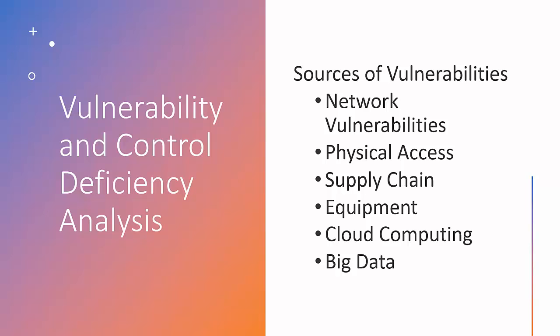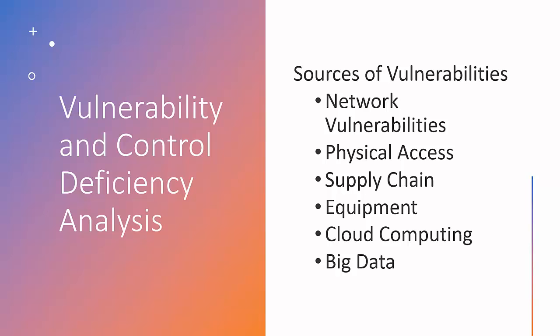Second is called physical access. Someone physically accesses the facility by using a fake card, and there's no security guard. That is called a physical access vulnerability. Next, supply chain: we onboard one vendor, and he or she provides me an application which comes with malware, trojans, and so on. That invites a new attack to the organization. So that is called a supply chain vulnerability.